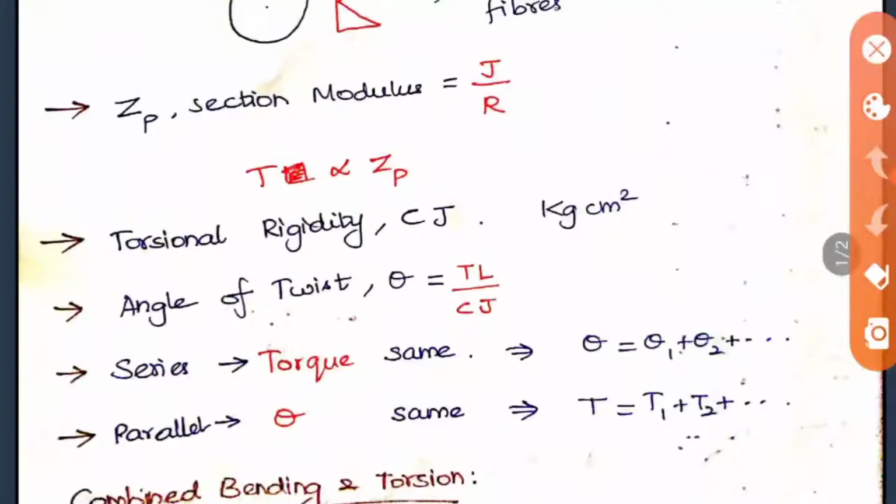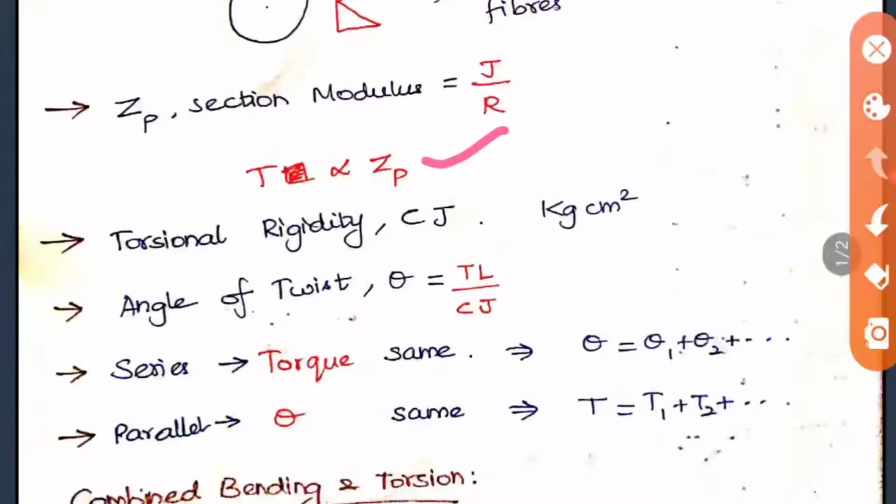And then the section modulus. Here it is equal to J by R. In the previous section you also studied the section modulus, but here it is particularly the polar modulus for torsion. So we call this the torsional section modulus. Here tau will be proportional to torque, which will be proportional to Zp. In the previous case we studied that the moment or the strength is proportional to the section modulus. Here it is given in terms of torsion, so that is the difference.